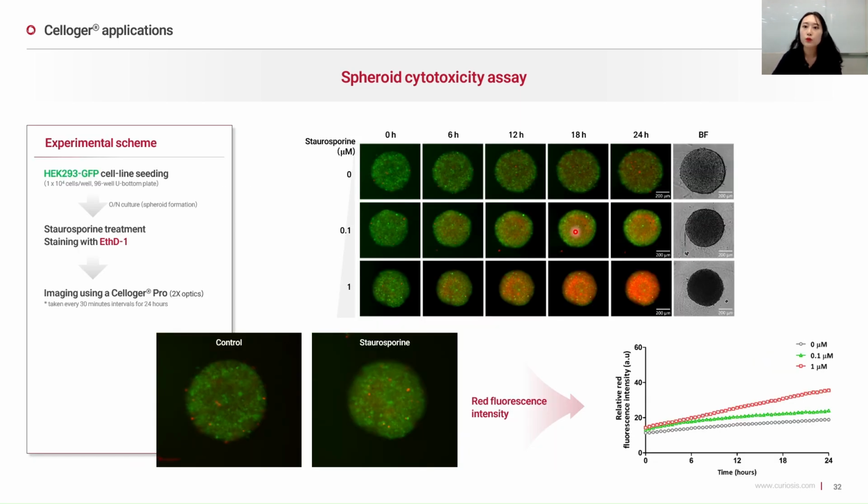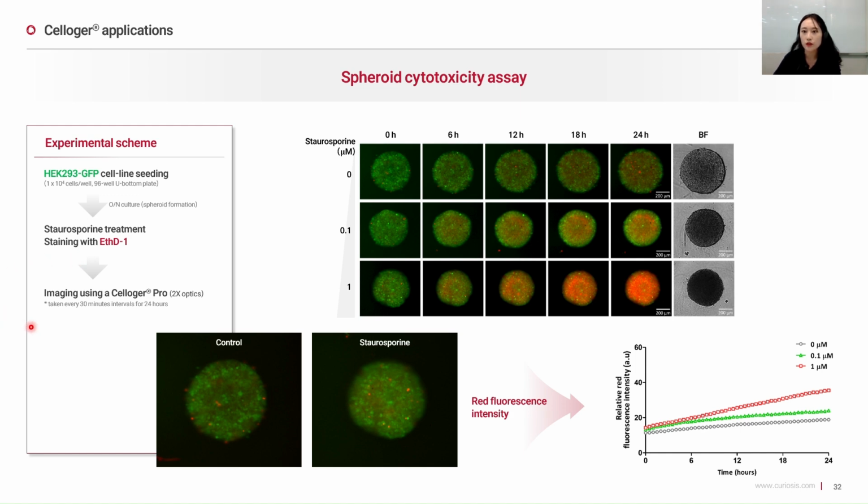In this experiment, we used cancer spheroids to check the real-time toxicity of an anti-cancer drug. HEK-293 cells tagged with GFP were seeded in a 96-well U-bottom plate to form spheroids. Then we added the anti-cancer agent cyclosporine at concentrations of 0.1 and 1 micromolar, along with ethidium homodimer-1 dye, which stained dead cells. We captured time-lapse imaging using Celloger Pro.